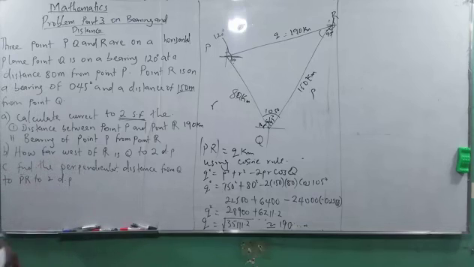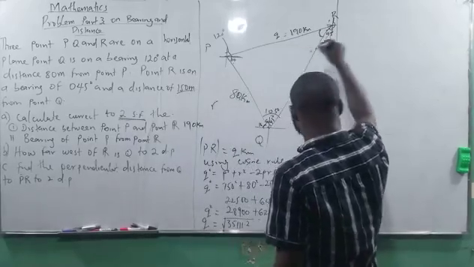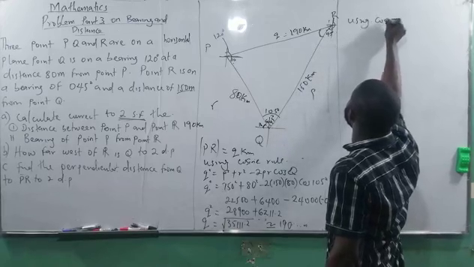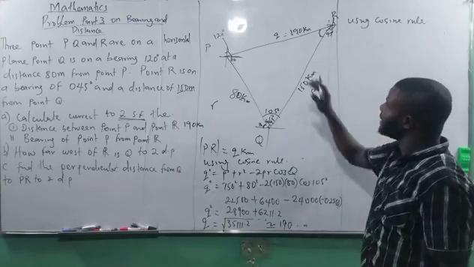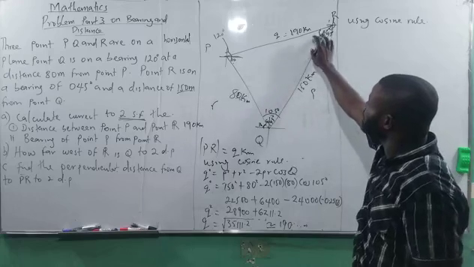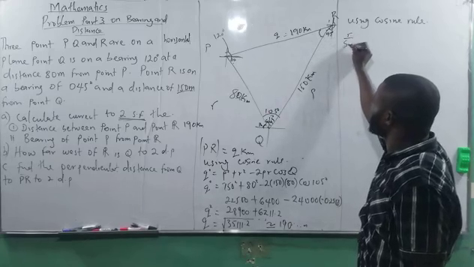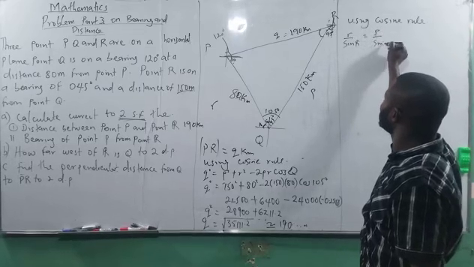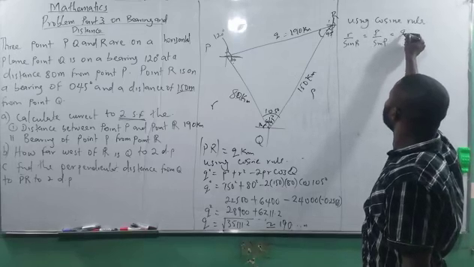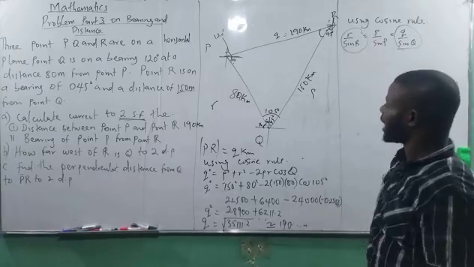the bearing of P from point R. It means I'm talking about this bearing. Now at this junction, using the sine rule, because I'm talking about distance, it will be easier for me to work on. It means I'm saying that R all over sine R equals P all over sine P equals Q all over sine Q. Now I will be using these two together because I have them complete.